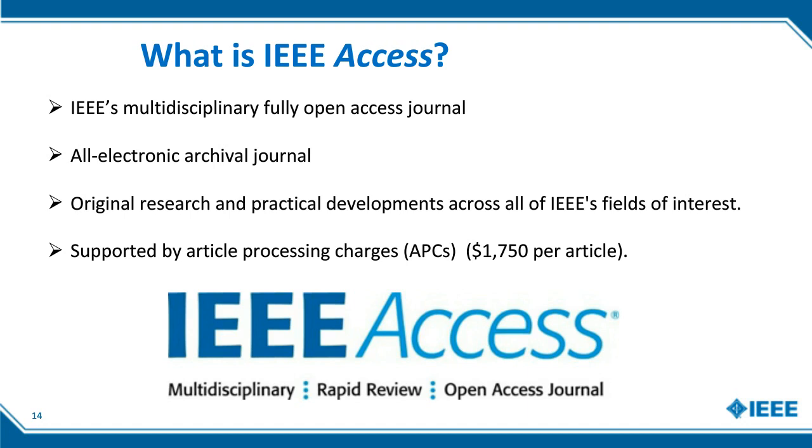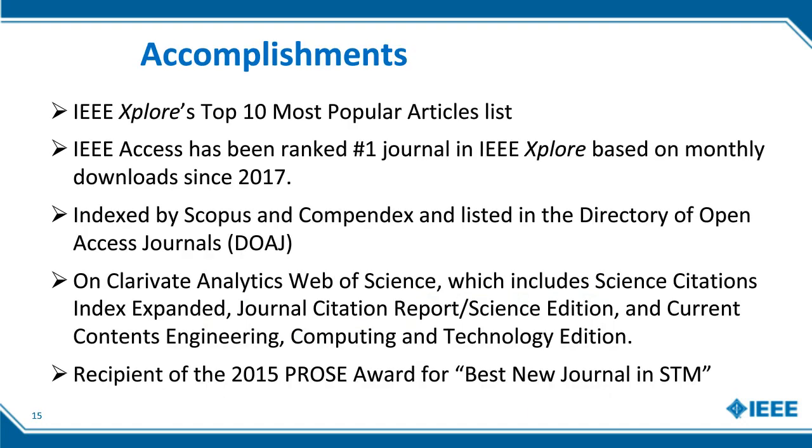Okay. So how's this journal doing? Well, we've managed some great accomplishments on IEEE Xplore. We usually dominate the top 10 most popular articles listed. We've been ranked the number one journal in IEEE Xplore based on monthly downloads. We're indexed by Scopus and Compendex and on Clarivate. And we received the 2015 PROSE Award for the Best New Journal in STEM.